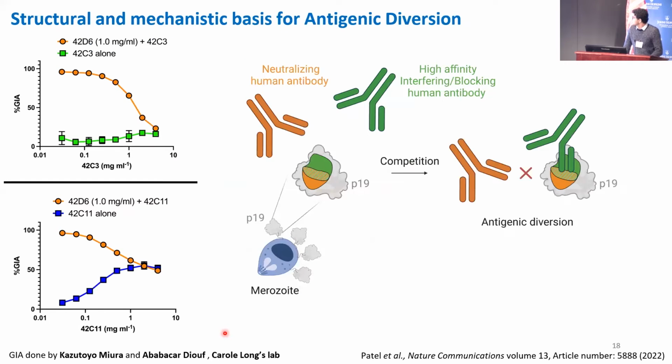To answer that question, we decided to go for combination GIA. Basically, we mixed the non-neutralizing antibodies photo-C3 and photo-C11 with the neutralizing antibody photodisc. At first, combining photo-C3 with photodisc completely abrogates the ability of photodisc mAb to neutralize the parasite. Similarly, combining photo-C11 with photodisc reduces GIA to a level similar to photo-C11 alone. This right figure shows the proof of concept of antigenic diversion, where the high affinity interfering human antibodies photo-C3 and photo-C11 block the effect of the neutralizing antibody photodisc.